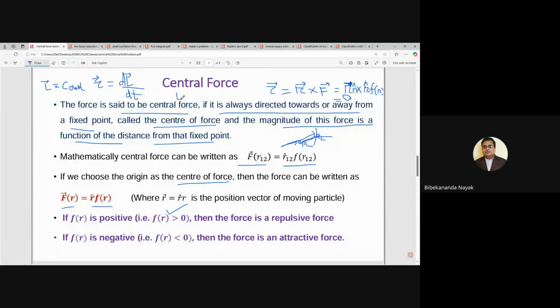But what is L? You know angular momentum, what is the expression for L? R cross P. So we found that r cross P is a constant. Always r cross P is constant. P is basically mass times velocity. Mass of the particle is a constant, so r cross v is always constant.